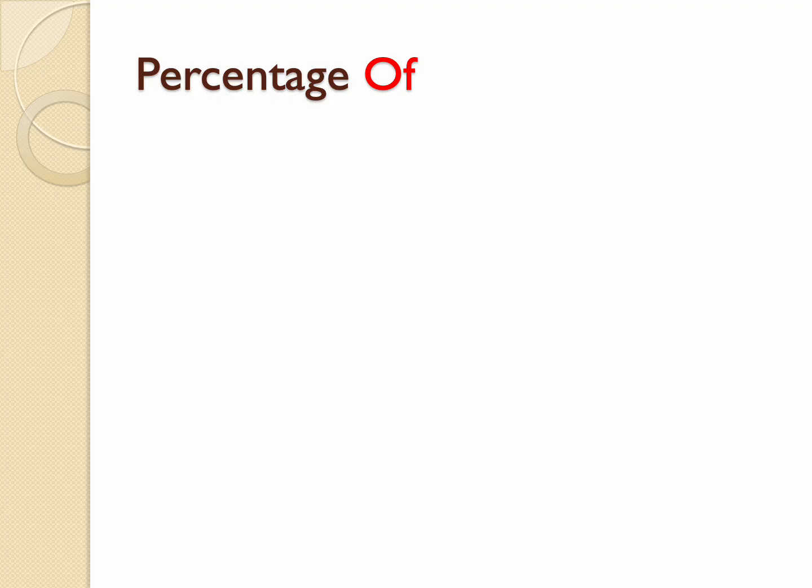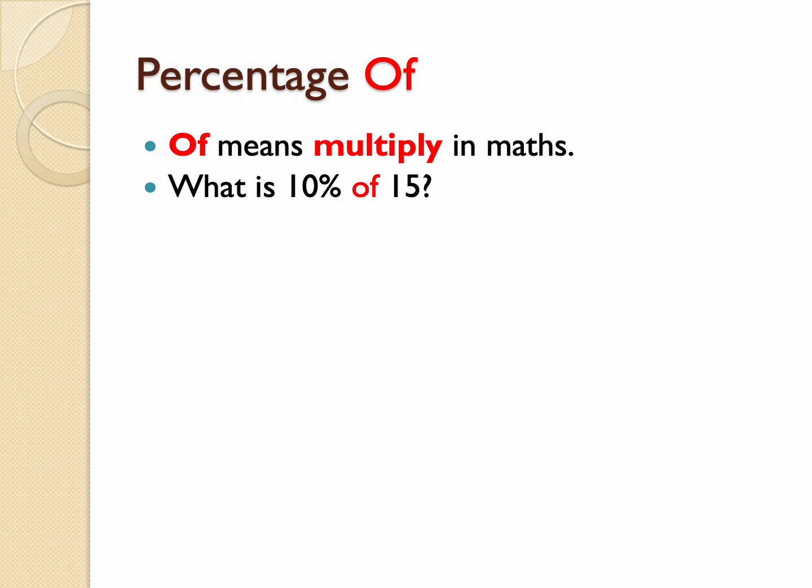So now let's discuss percentage of. Now, of in mathematics has a special meaning, and it means multiply or times. So what does 10% of 15 mean? Well, it means 10% times 15. And as we have seen from the last slide, we know what 10% means. It means 10 over 100 times 15, which comes from the top.